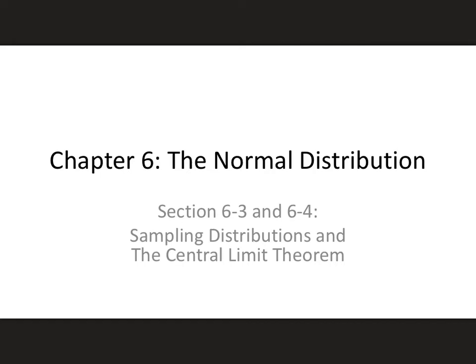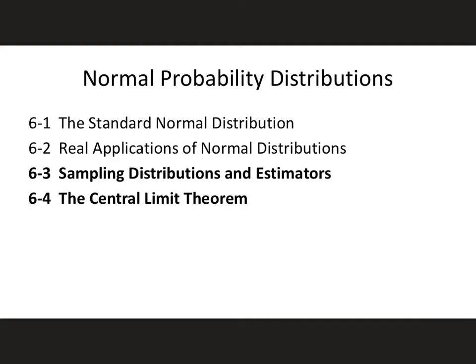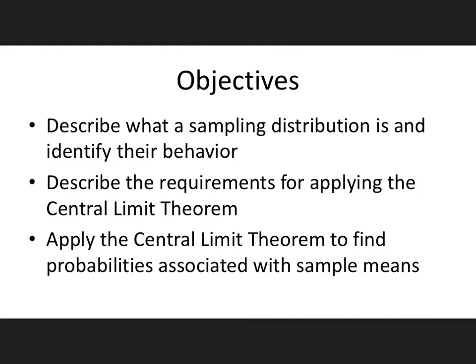To finish out Chapter 6, we're going to be looking at sampling distributions and the central limit theorem. Your objectives here are going to be to describe what a sampling distribution is and identify their behavior, describe the requirements for applying the central limit theorem, and apply the central limit theorem to find probabilities associated with sample means.